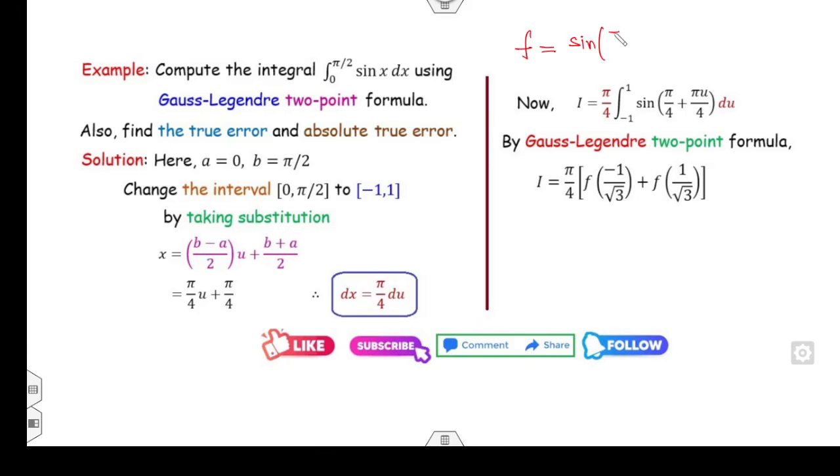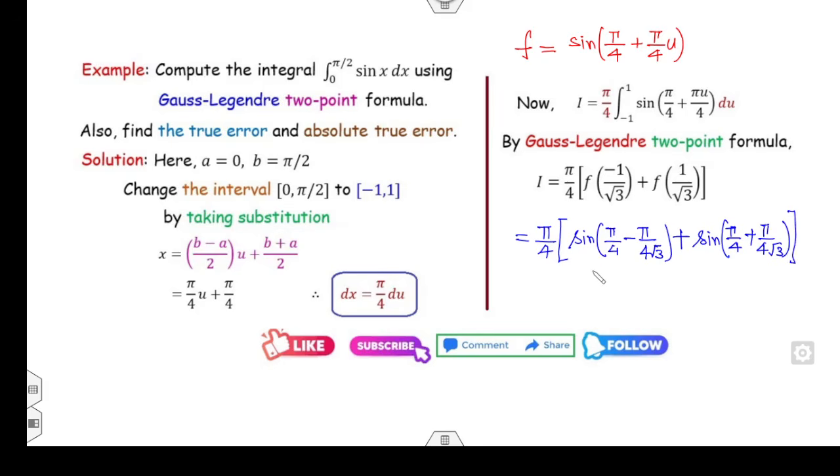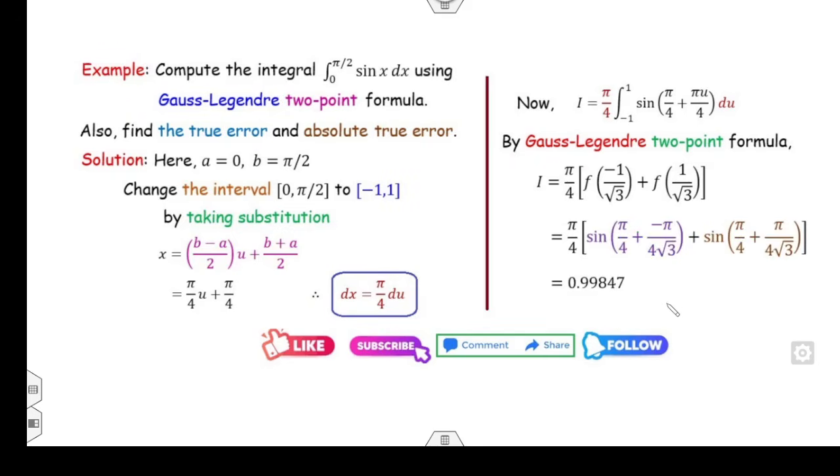F is sine(pi over 4 plus pi over 4 into u). So it will be pi over 4 times sine of (pi over 4 minus pi over 4 root 3) plus sine of (pi over 4 plus pi over 4 root 3). Now make sure, once you calculate this value in the calculator, you set your answers in terms of radians always. Fine. So after the calculation, you will get 0.99847.